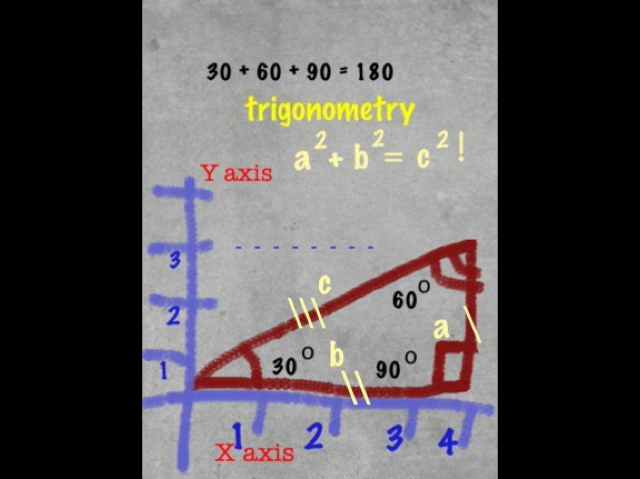We're going to try to figure out c using that equation, a squared plus b squared equals c squared. That c is called the hypotenuse. The hypotenuse is the longest little beam in the triangle, by the way. And here we go.